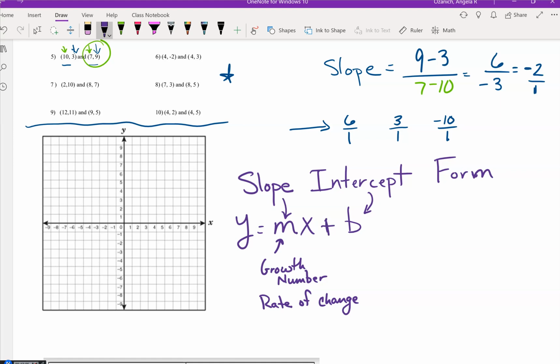The b value, the y-intercept, I like to think of it as your starting point. A lot of times this will be like a base fee or how much money you start with in the bank before you start saving. It could be the number of points you have in a game before you start scoring 3 points with every bucket, every couple minutes, whatever it happens to be. So I like to think of that b value as a starting point.